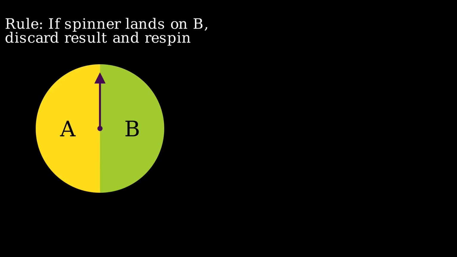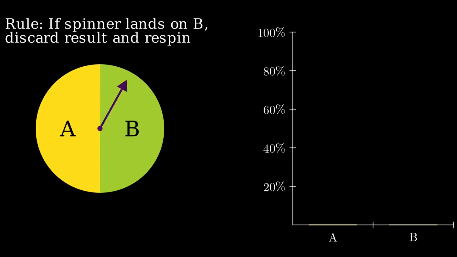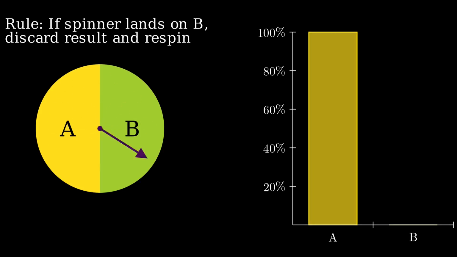Here I have an example spinner with two sections, labeled A and B, with the rule that if the spinner lands on B, the result is discarded and the spinner is spun again. Here this is demonstrated. The first result is an A. The second spin lands on B, so the result is discarded and the spinner is spun again. Intuitively, this means that A is the only section that the spinner can land on, making it a 100% chance that each valid result will be an A.